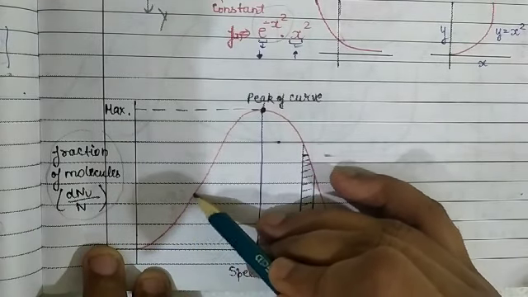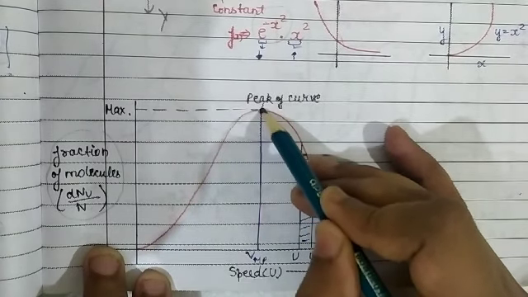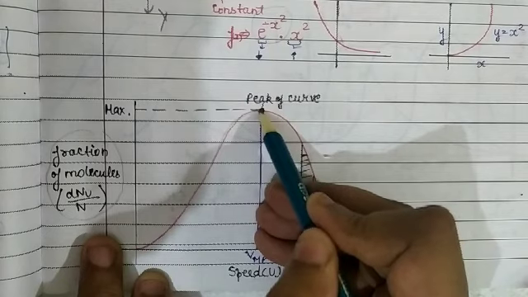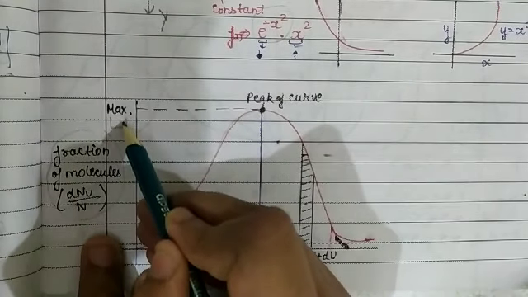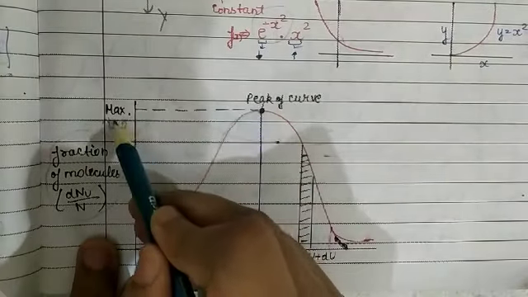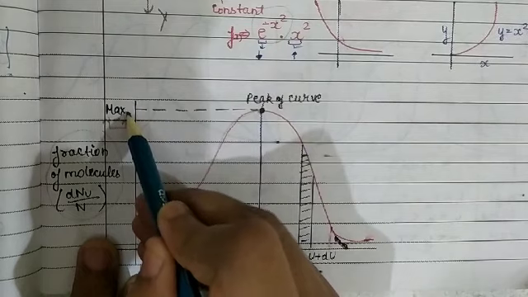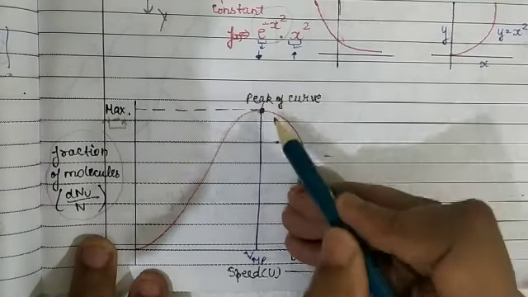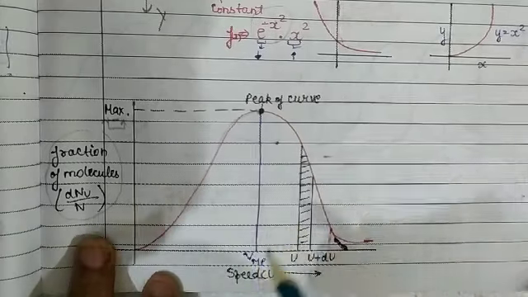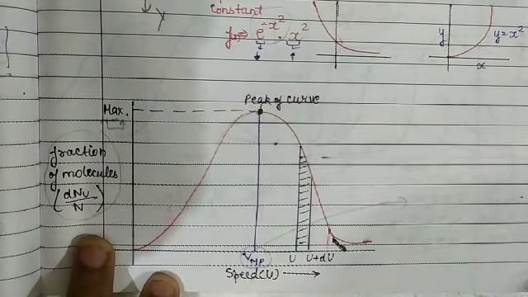After increasing, it reaches a peak point. This is the peak point of the curve. The peak point corresponds to the maximum fraction of molecules, and the speed corresponding to this point is called the most probable speed.